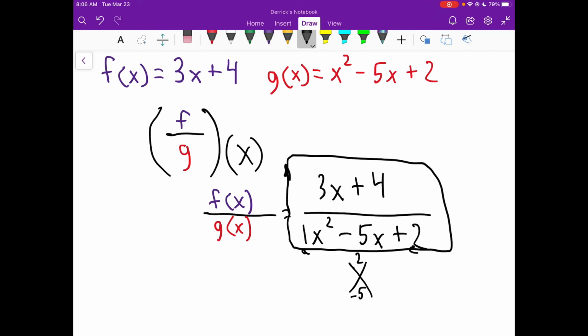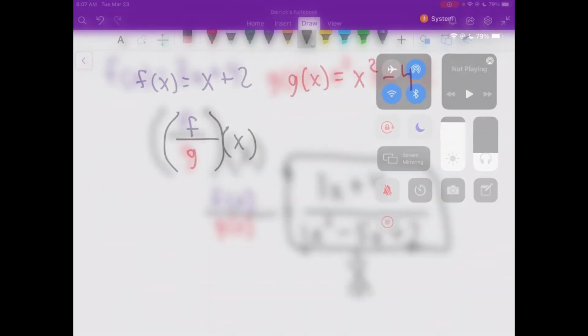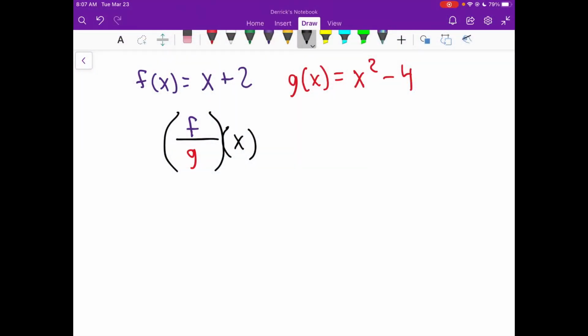And you may find a fair amount of f divided by g's, g divided by f's, of quotient combinations that end up like this, where there really isn't anything to do. Just to show you an example of what it could look like if you were actually able to simplify, let's say I gave you an f of x function of x plus 2 and a g of x function of x squared minus 4 and asked you to take f divided by g. Well, in that case, you'd have x plus 2 as your numerator divided by x squared minus 4 as your denominator.